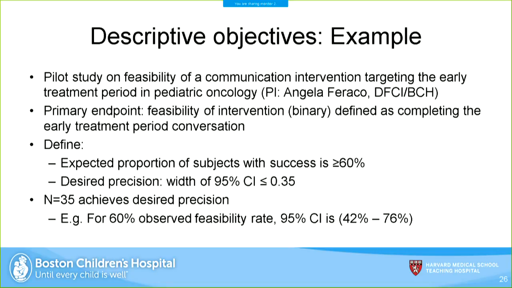treatment period. So when talking to the investigator, we expected that the proportion of subjects that we're looking at would have a success rate of 60% or more. And we wanted a confidence interval width no greater than 35%. So if we did the calculation for the sample size, a sample size of 35 individuals will achieve this desired precision. So for a 60% observed feasibility, the confidence interval is 42% to 76%.